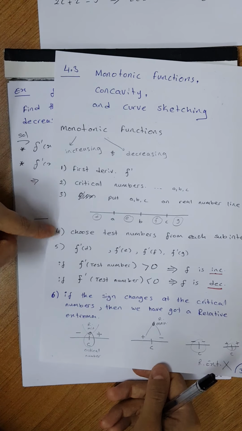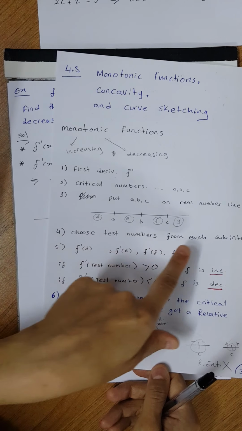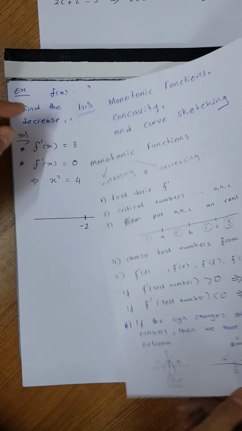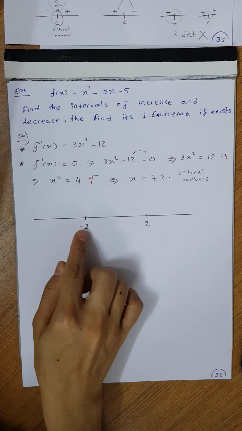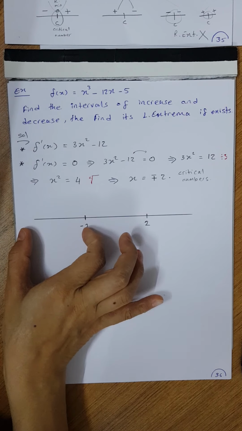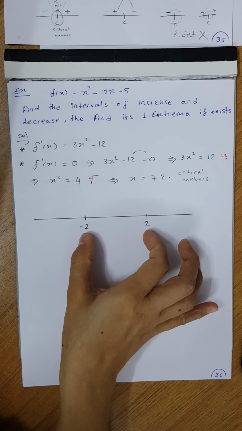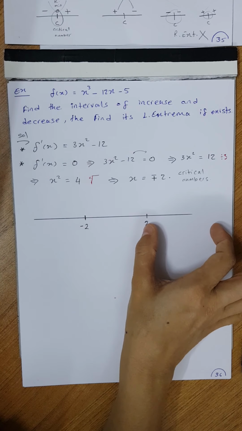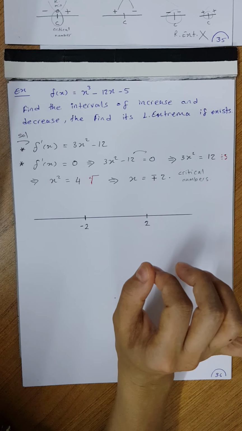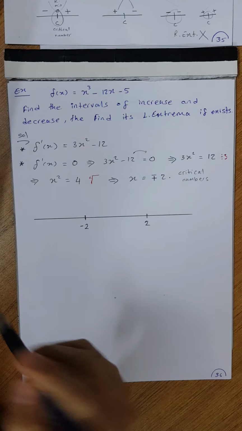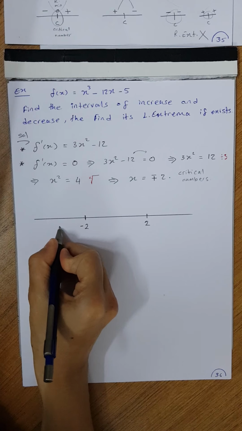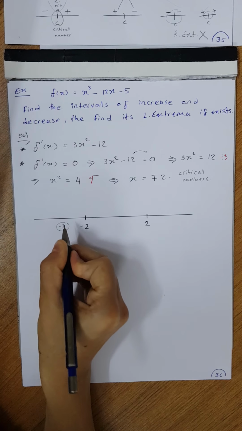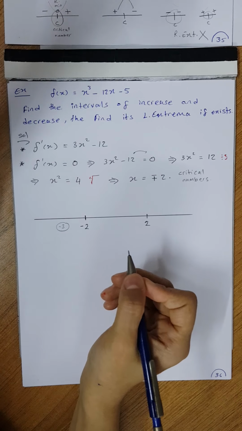Then what do I have to do? I have to choose test numbers from each interval. How many intervals do I have here? I have an interval from negative infinity to negative 2, an interval between negative 2 and 2, and an interval from 2 to infinity. From each interval, I'm choosing a test number. For a number less than negative 2, I can choose negative 3. You can choose negative 4, negative 5, or whatever number you want.